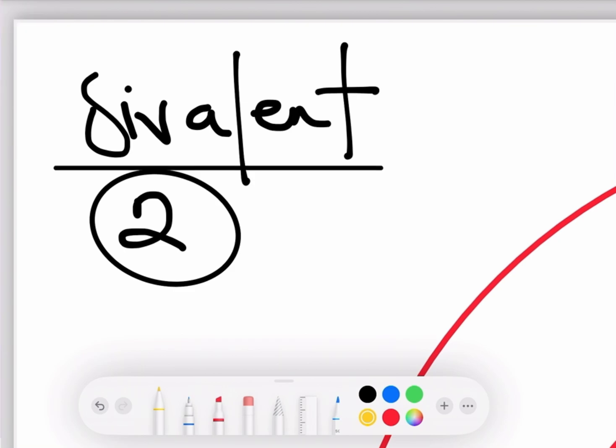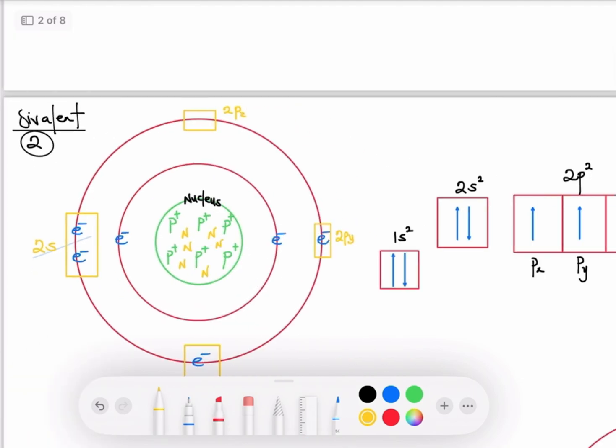Not because it has two electrons in its outermost shell, no. It's divalent because it has two unpaired orbitals. So at this point, valency is not going to be the number of electrons in the outermost shell. For carbon, in this case, valency is defined as the number of unpaired orbitals. Ideally, carbon has a valency of 4. That means it has 4 electrons in its outermost shell. But out of the 4, only 2 are unpaired.